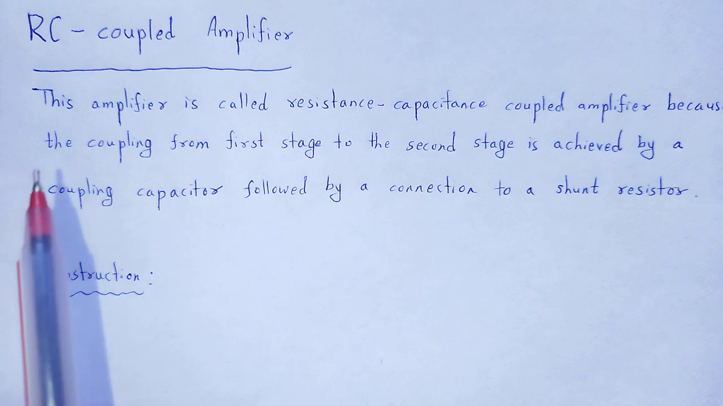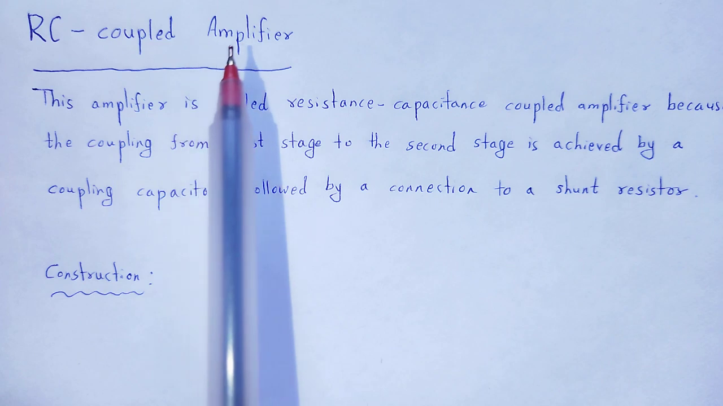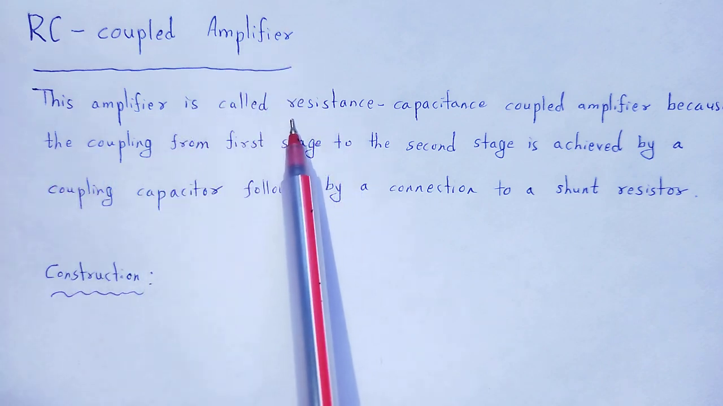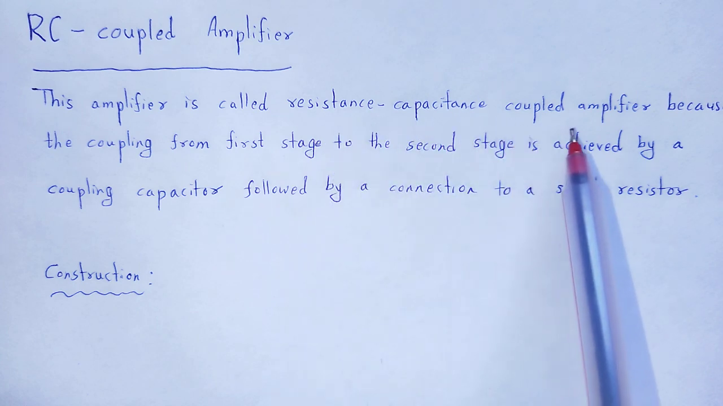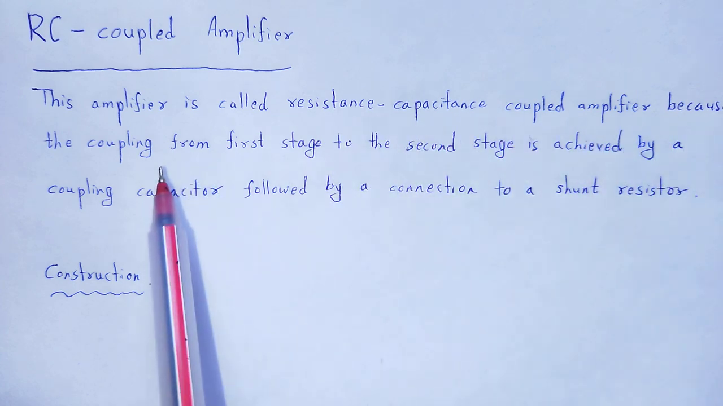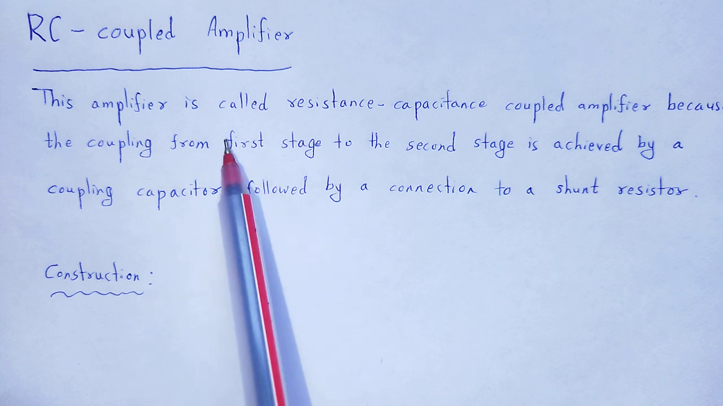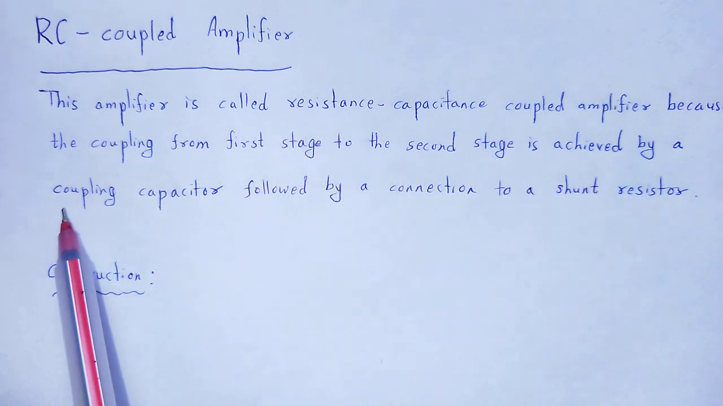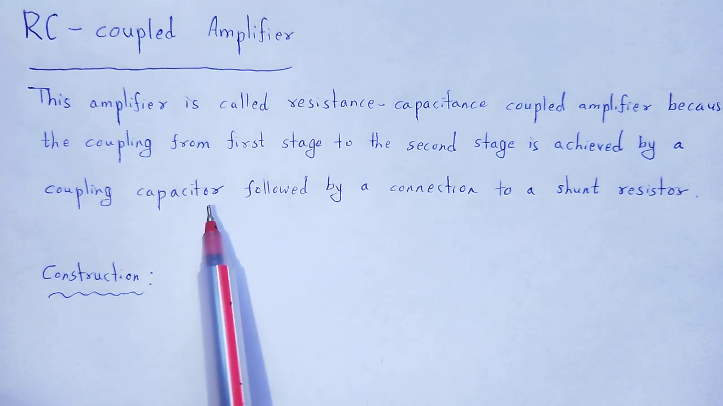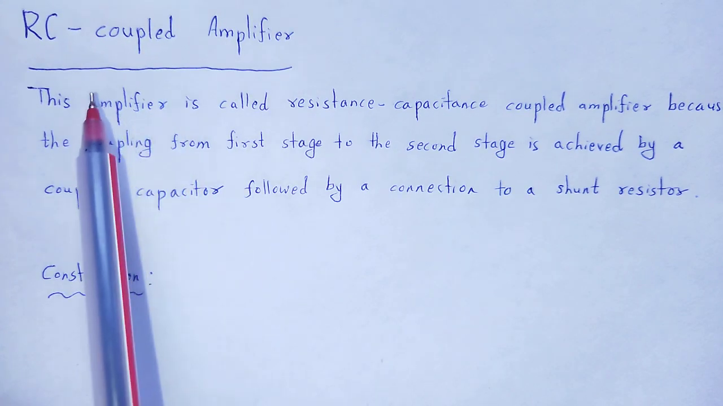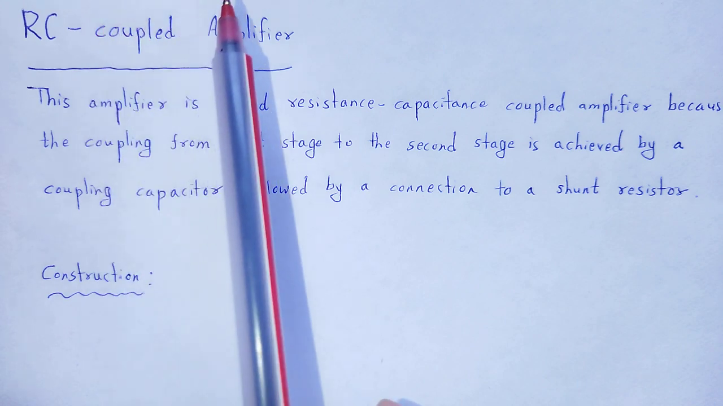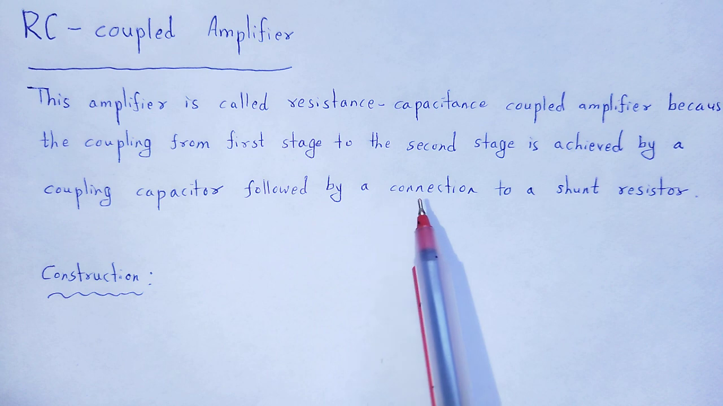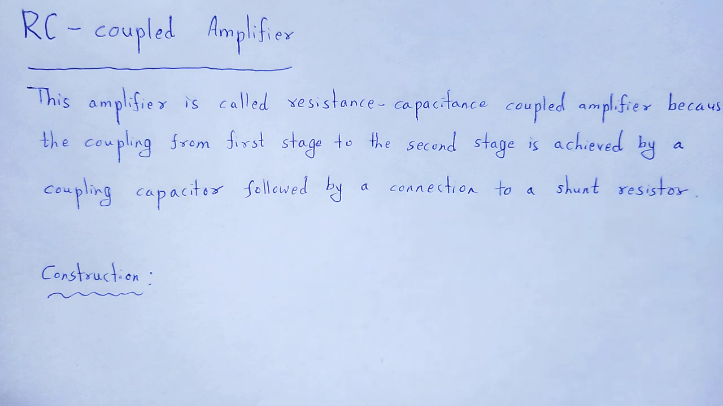Here we discuss the RC coupled amplifier. The amplifier is called a resistance capacitance coupled amplifier because the coupling from the first stage to the second stage is achieved by a coupling capacitor. For that reason, we call it an RC coupled amplifier. That coupling capacitor is followed by a connection to a shunt resistor.